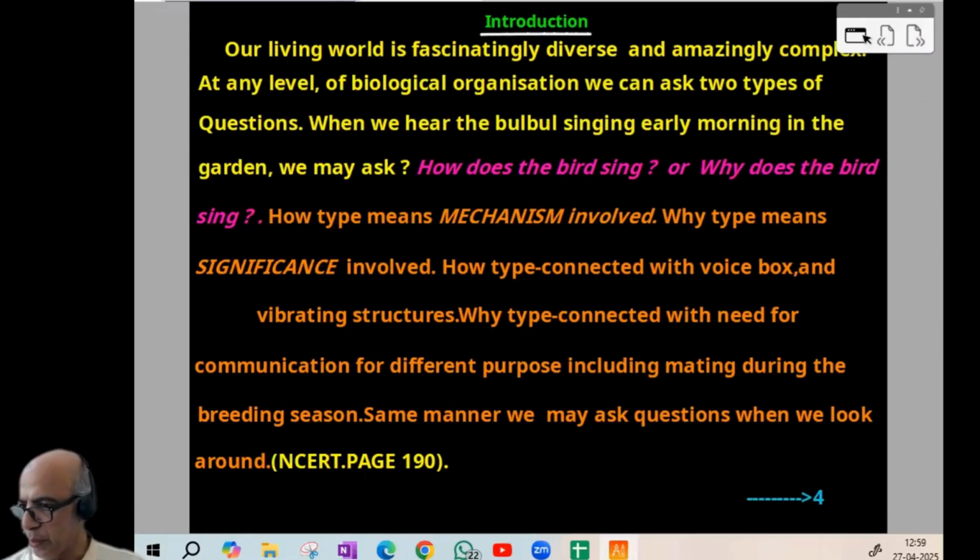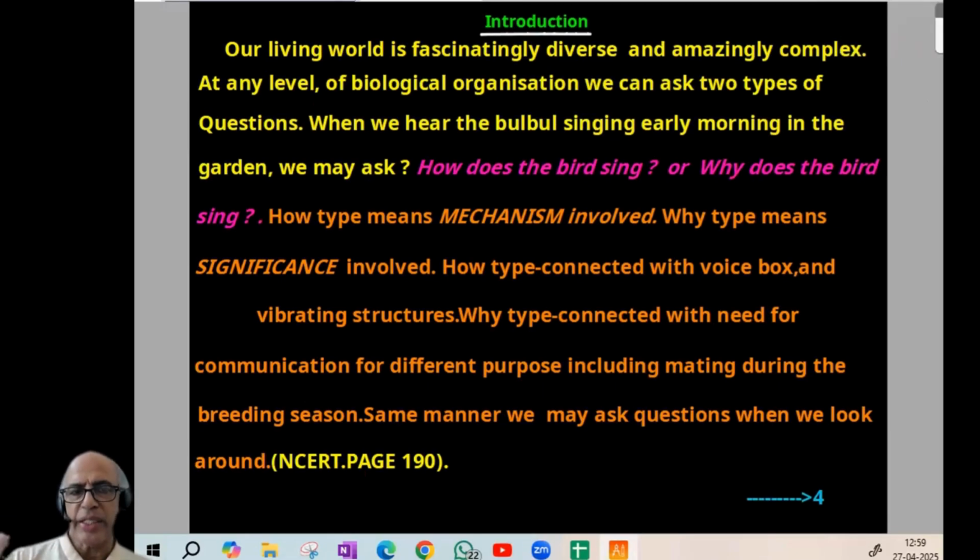We can proceed to the next page. See what NCERT says: our living world is fascinatingly diverse and amazingly complex. At any level of biological organization, we can ask 2 types of questions, at any level.